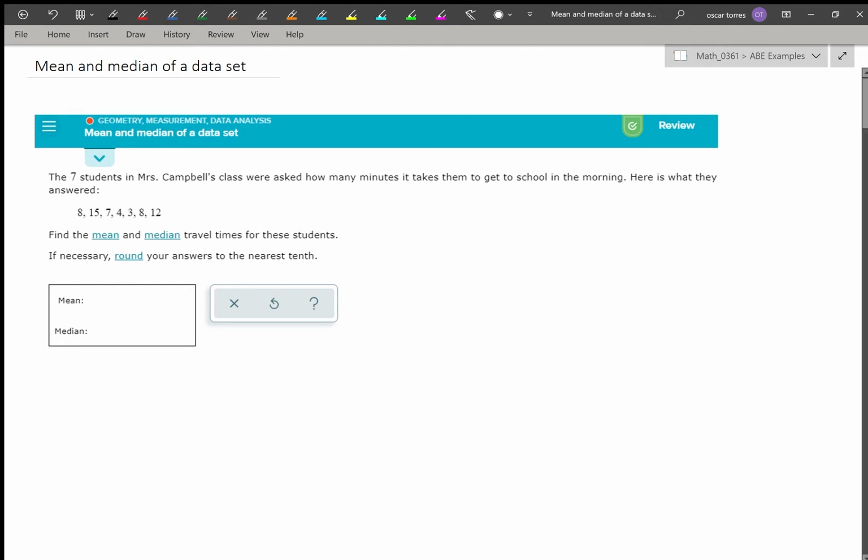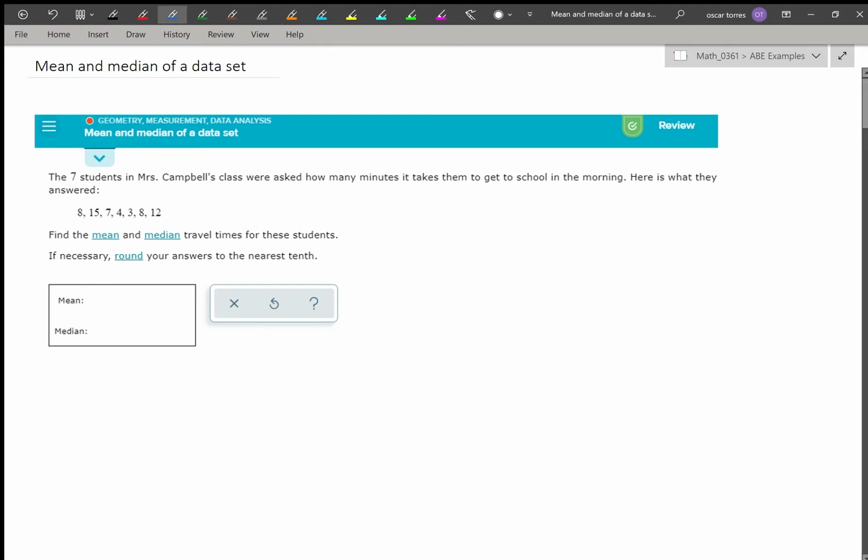Before I continue, I do want to point out that this topic does allow you and encourages you to use a calculator. Usually it's offered on the right hand side of the screen, but right now you can't really see it. But just know that I am going to be using a calculator for the rest of these problems.